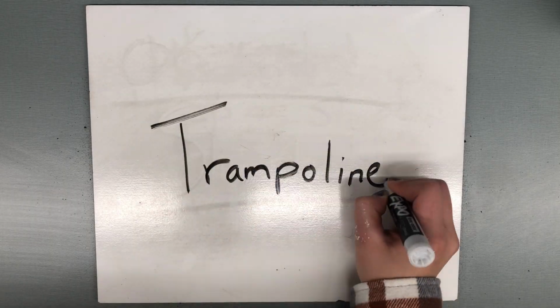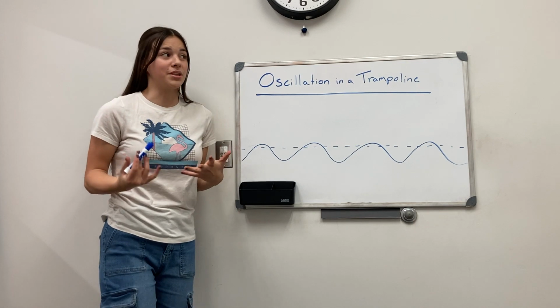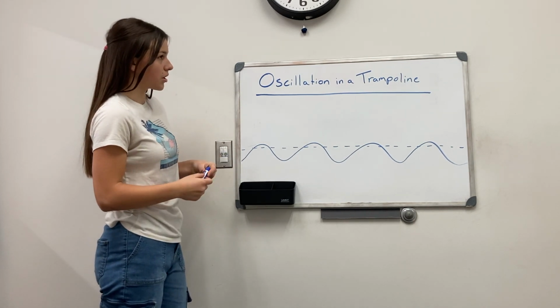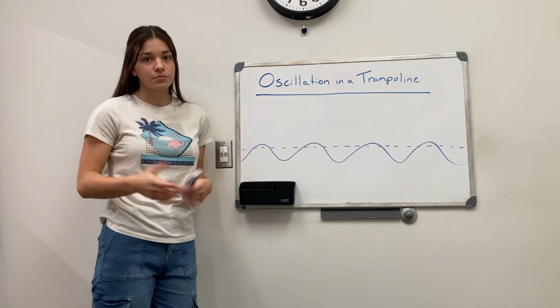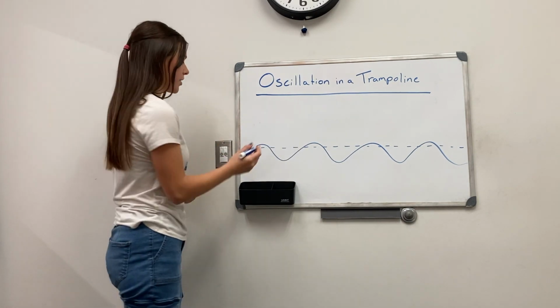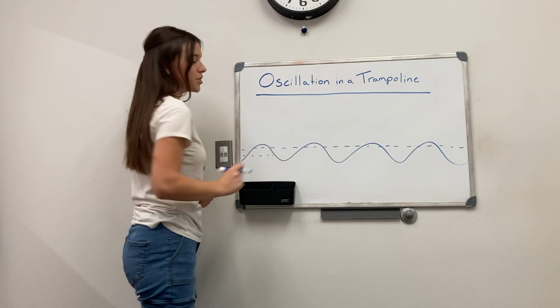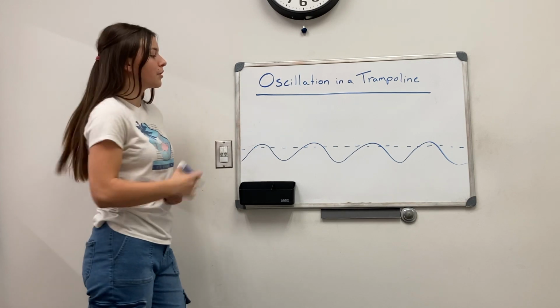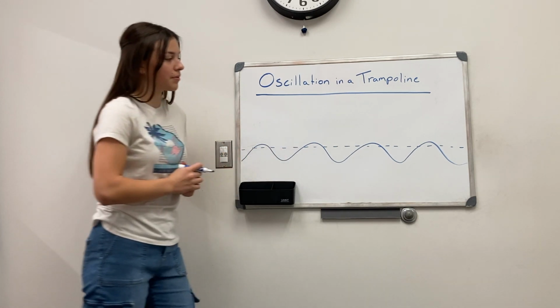Another example is a trampoline. Oscillation for a trampoline is going to look just a little different than that of the slingshot. So, to start off, we have our wavelength like normal, which is the same as the slingshot. However, in the slingshot, our equilibrium was closer to the center of that wavelength. That's not the case for the trampoline. The trampoline is closer to the top of that wavelength.